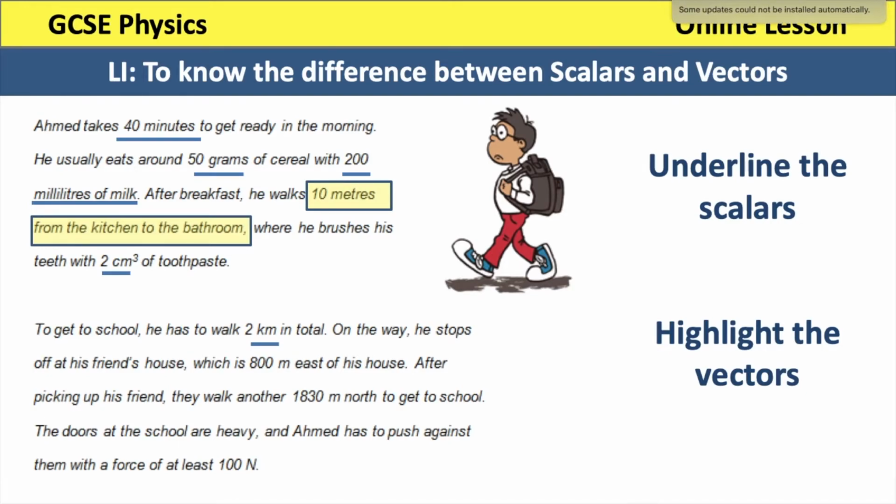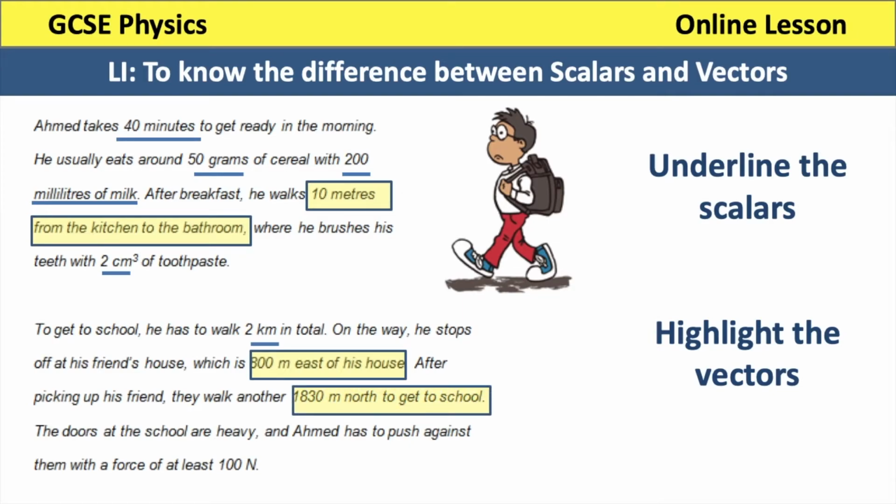Now it says it stops at his friend's house, which is 800 metres east of his house. Now 800 metres east is of course a vector because it tells us the direction as well as the magnitude. After picking up his friend, he walks 1,830 metres north. That includes a direction, so we say it is a vector.